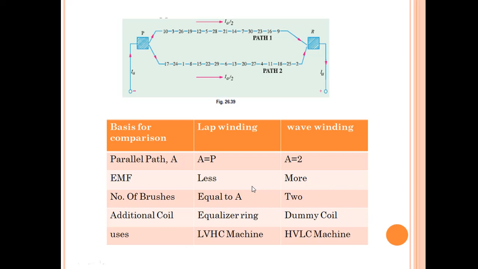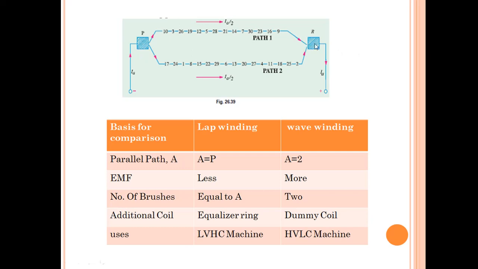One more thing, coming to the number of parallel paths: in lap winding, the number of parallel paths is equal to the number of poles. But in wave winding, the number of parallel paths is always equal to 2. It means the total number of conductors are in two groups or two paths. You can see here, this is path 1 and this is path 2. P is one brush and R is another brush. One is negative and the other, R, is positive.